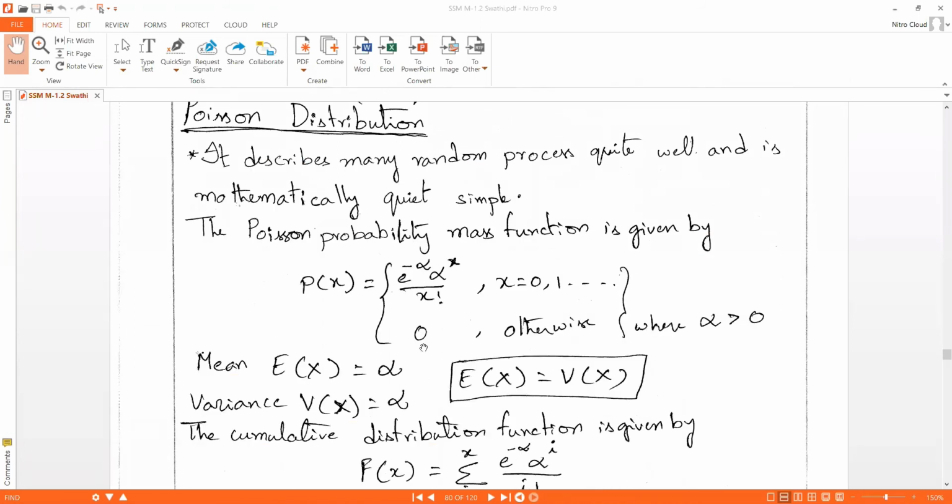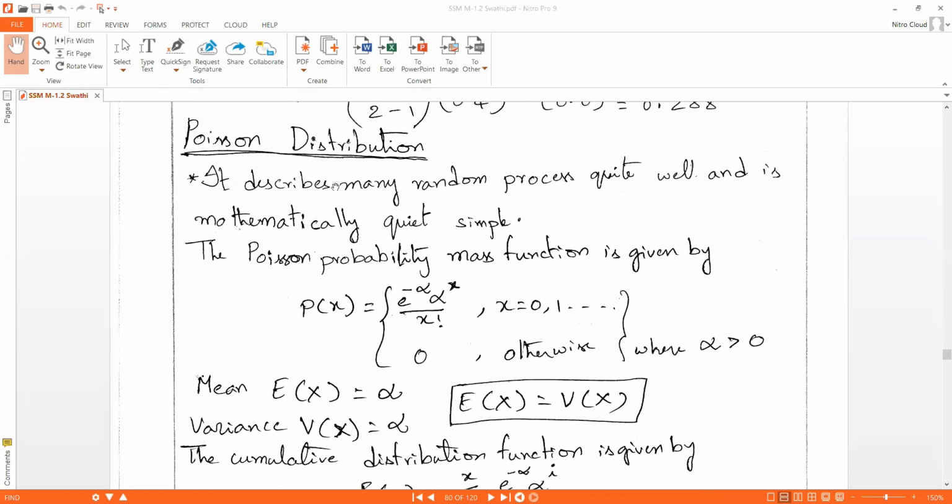Next distribution is Poisson distribution. It describes many random processes quite well and is mathematically quite simple. Poisson distribution is very, very important. Usually it will be asked in the VTU exams. Questions like "explain Poisson distribution with its mean and variance" will be asked in the VTU exams.